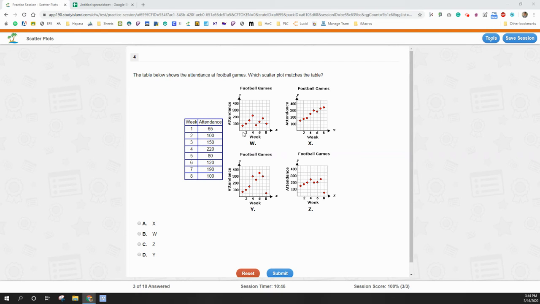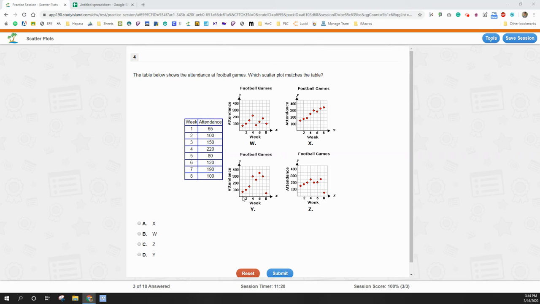Here, week 1 would be halfway between 0 and 2. You notice that they've labeled every 2 weeks here, so the lines that do not have those labels would be the odd numbered weeks. And then 65, that looks about where 65 would be, seeing as how it's below 100 and above 50. So (1, 65) does appear on scatter plot W. But on scatter plot X, there is no (1, 65). It's 1, and that looks to be about 150. You can see it between 100 and 200. So scatter plot X is not going to be one of the possible answers.